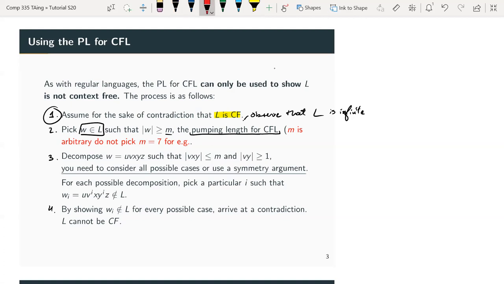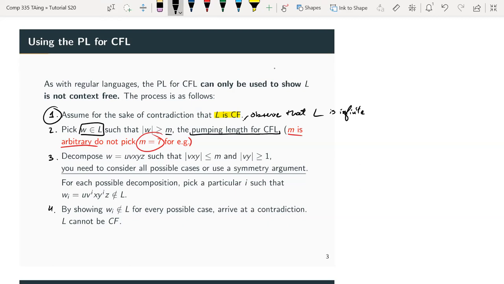Very important to note: you must not pick a specific m. So you can't say m is equal to 7 or 9 or 11 or whatever. This is something that people had done in the pumping lemma for regular languages. It's also not going to work for context-free languages, because your m here is arbitrary. You don't know anything about m other than the fact that it exists, essentially. So you can't give m a specific value. So you pick a particular w with a length that's greater than or equal to an arbitrary m.